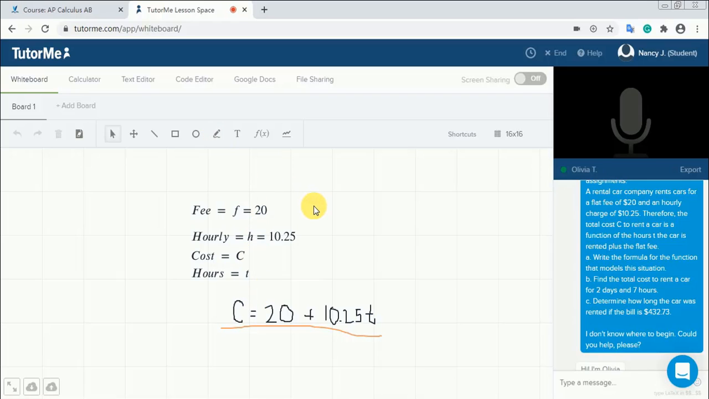So what do you think we need to do? Replace the T with 55 hours. Perfect. Okay, so what did you get?